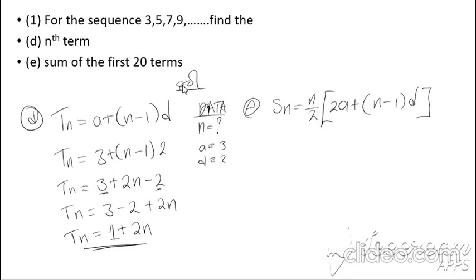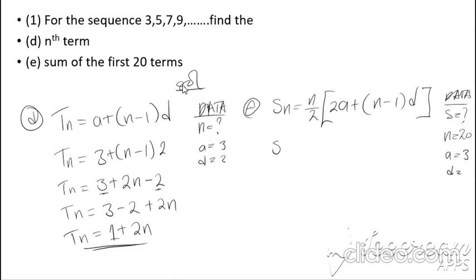And then here you just have to substitute. So they want the sum. So what's your n? So you need to come up with the data. The sum is the one they're looking for. And then your n, since it's saying sum of the first 20 terms, so n is what? 20. And then your first term, the same, you know that it's 3.